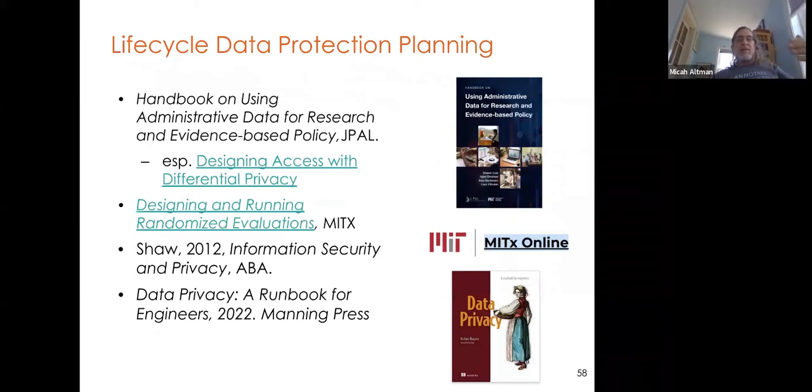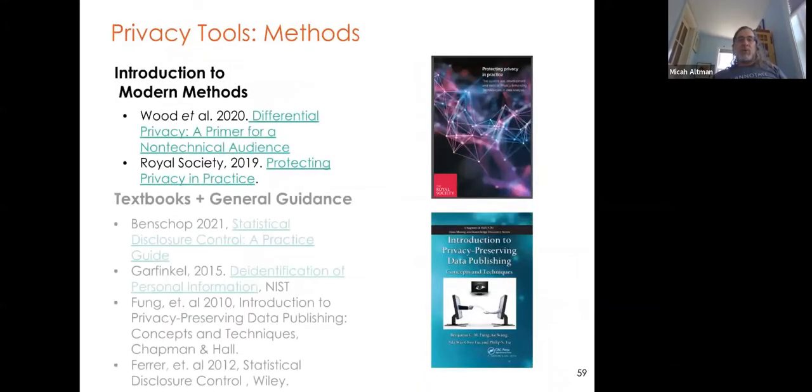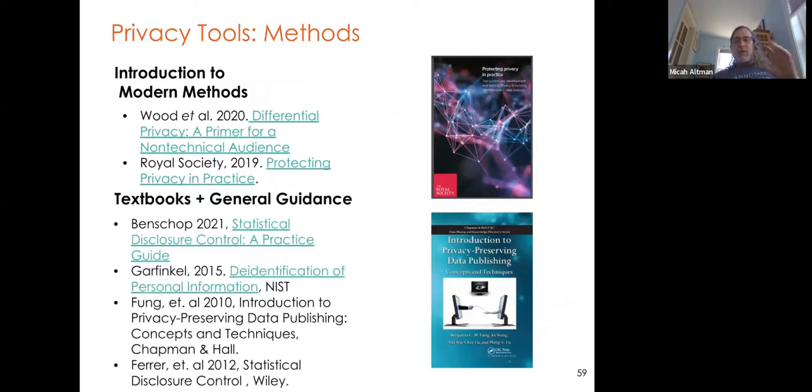Then designing the lifecycle data protection process, including particular information controls and particular disclosure control methods. A general warning here: this is an area where the state of the art has substantially outrun the state of the practice and to some extent the law. The textbooks are outdated. They cover the 70s and 90s methods fairly well, but not newer methods and the new privacy enhancing technologies and formal methods as well. So there are some introductions.